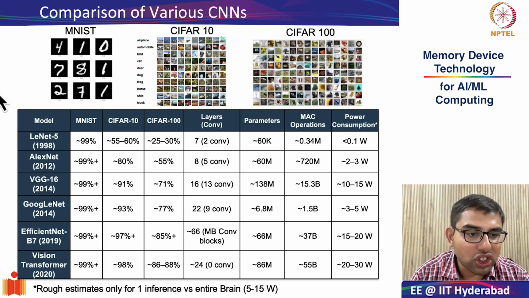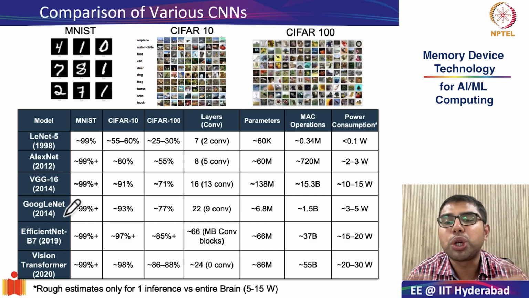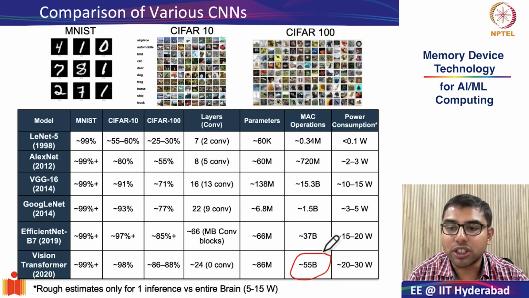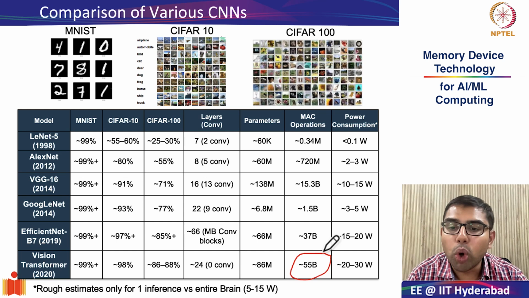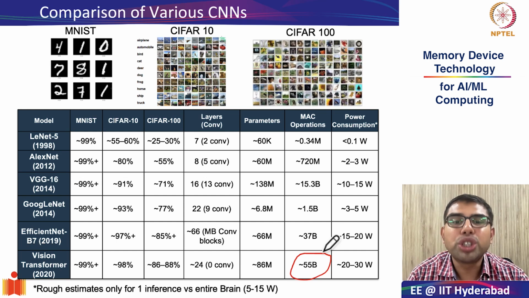When we compare this with current CNNs such as AlexNet, VGG16, GoogleNet, and even these vision transformers, they require almost tens to hundreds of millions of parameters and billions of multiply and accumulate operations. And through this, we saw that while accuracy has really improved, it has come at the cost of huge computational needs. This is what we will look at in detail.